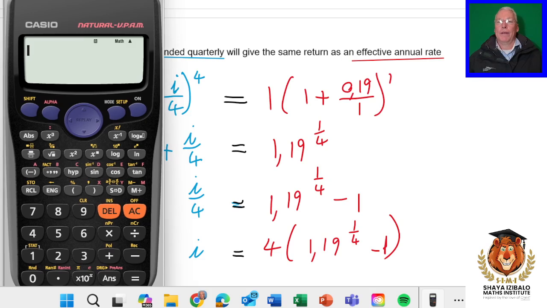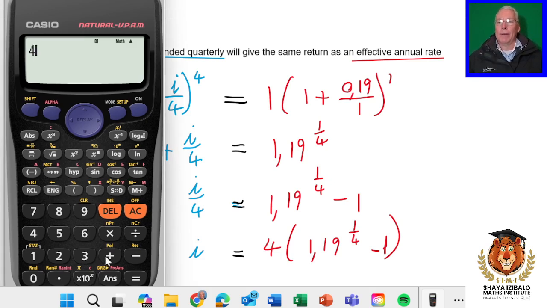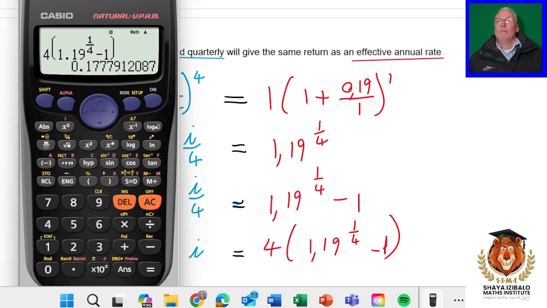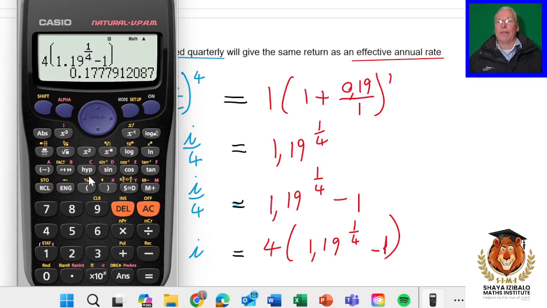Right, so 4 times brackets 1.19 to the power of a quarter minus 1. And we get that number there. Now that number there, 0.177779. Okay, I'm just going to round that off to 0.1778. Okay, before I write it down, I'm actually going to store this number because I want to show you something quite clever.